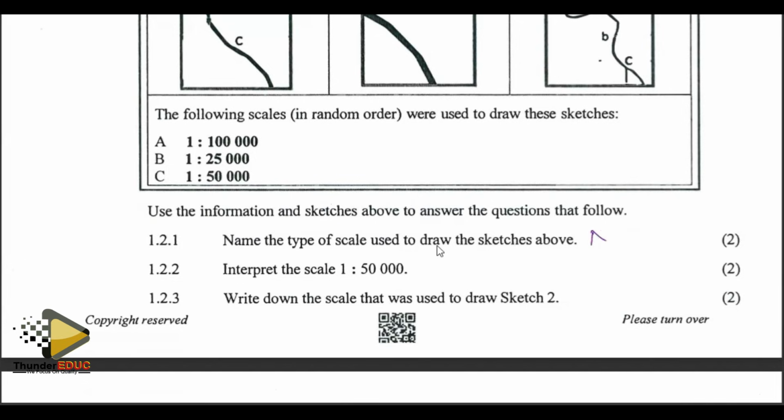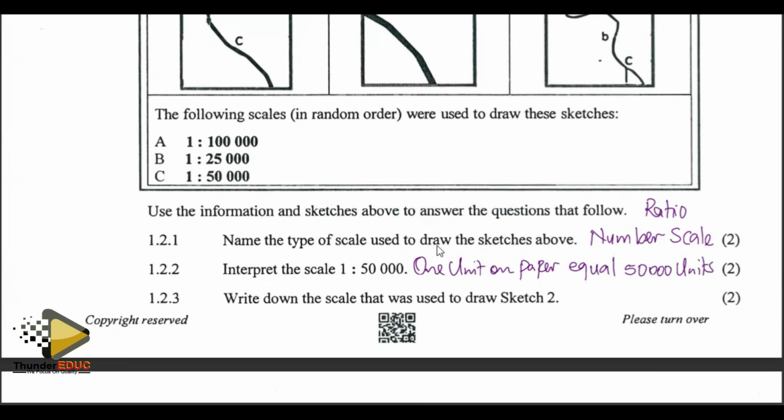We call them number scale. Other people would like to call them ratio scale. You still get the same answer. Interpret the scale 1 is to 50,000. This simply means 1 unit on paper is equal to 50,000 units in real life. That's what it simply means. 1 unit on paper represents 50,000 units in real life.